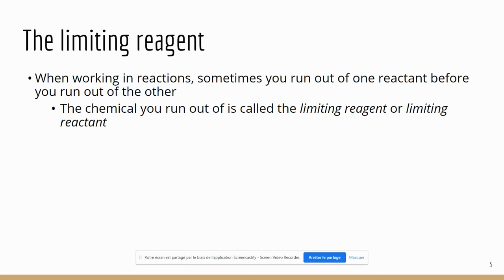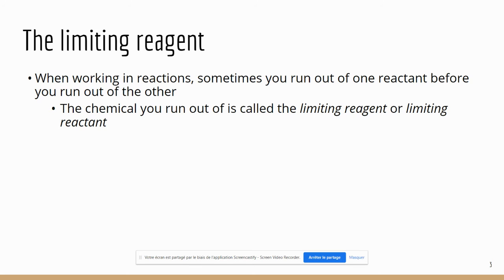Okay, so I'm going to use a little example to explain what the limiting reagent is. Let's just say you are making grilled cheese sandwiches. Each grilled cheese sandwich requires 2 pieces of bread, 1 piece of cheese, and there's probably some butter in there too, but we're just going to deal with bread and cheese for right now.